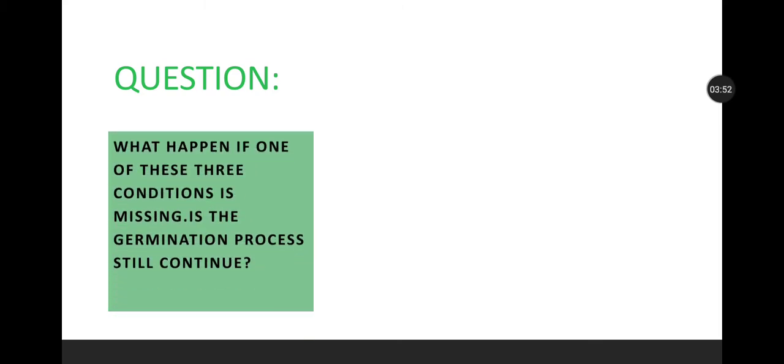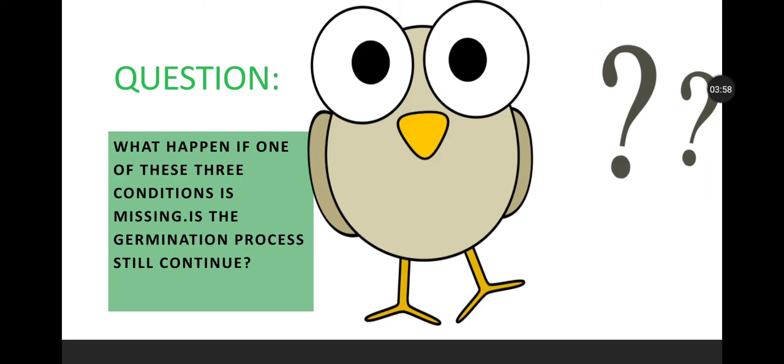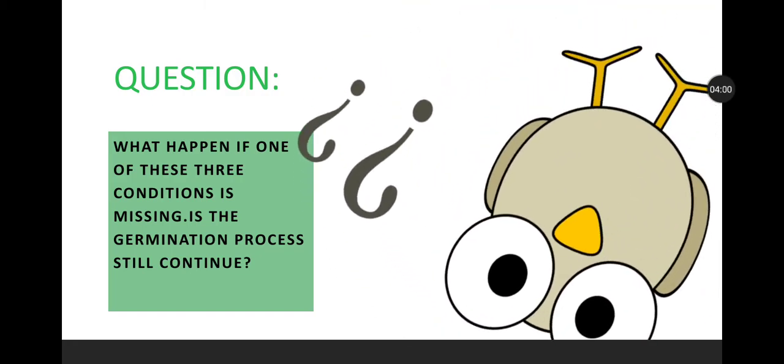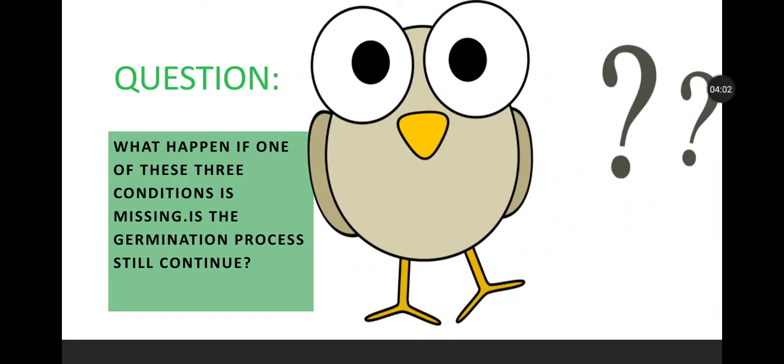Now there is one question. What happens if one of these three conditions is missing? Does the germination process still continue? What do you think? So the answer is no. If any one of the conditions is missing, the seed will never germinate into a seedling.